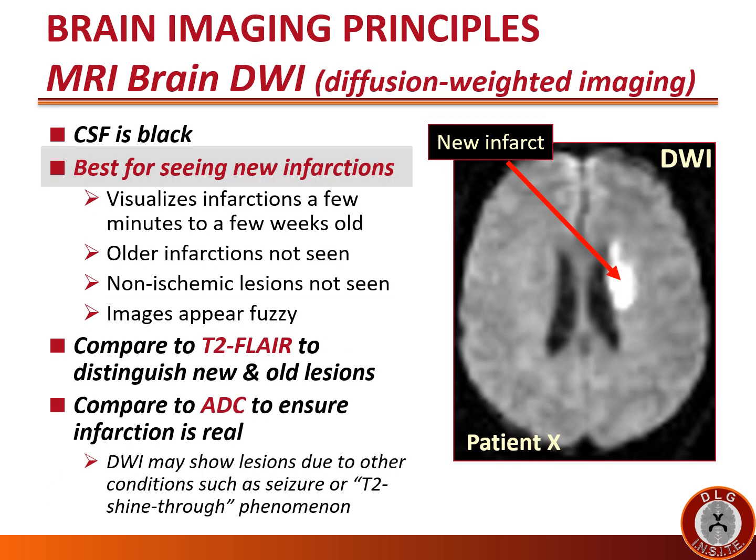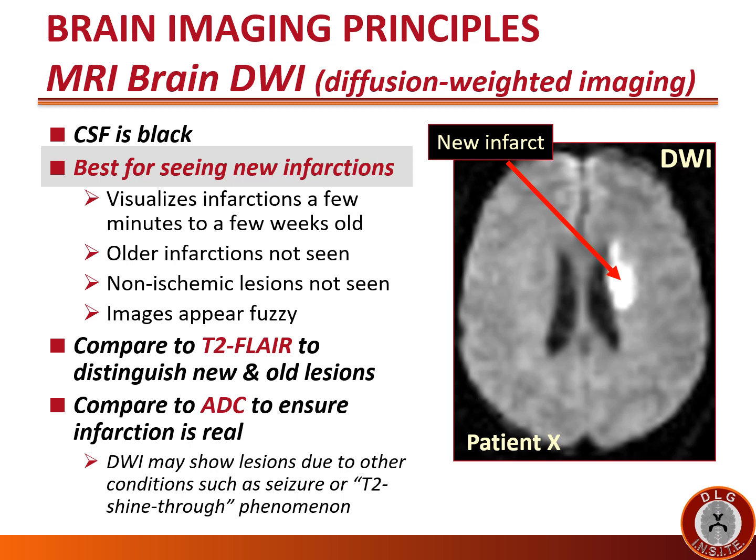DWI stands for diffusion weighted imaging. On DWI, the CSF is black, just like on T2 FLAIR images. However, DWI shows new infarctions, unlike T2 FLAIR. DWI visualizes infarctions a few minutes to a few weeks old. Older infarctions are not seen, and non-ischemic lesions are not seen.